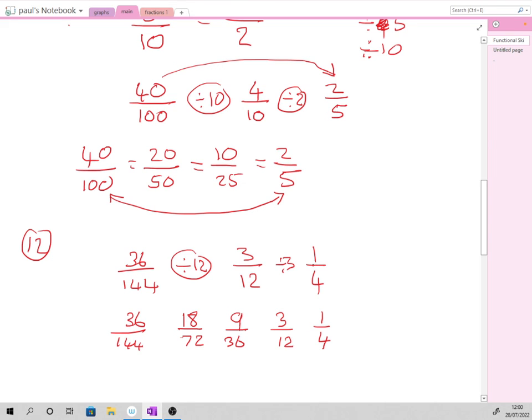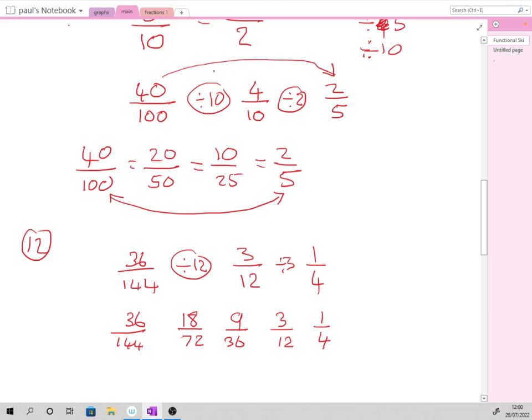That way took me 2 steps. This one was 1, 2, 3, 4 steps. It takes a little longer, but you get there in the end. So it doesn't matter. You're just trying to find anything that goes into the top and the bottom at the same time. So that's simplifying.